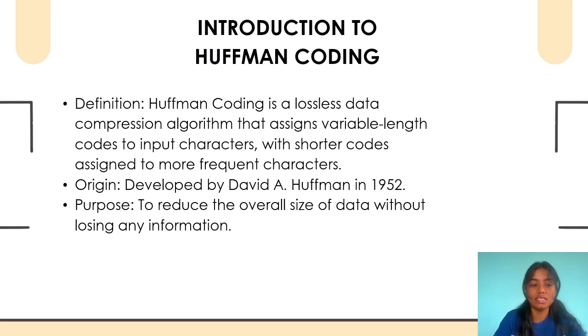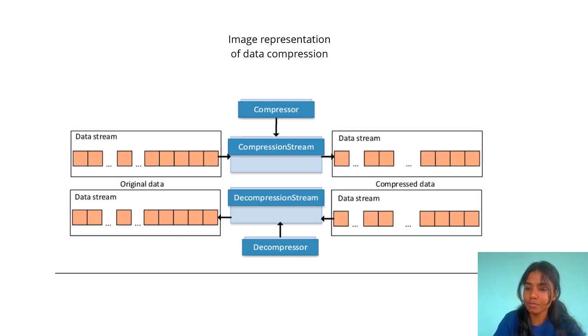Huffman encoding is a technique developed by David A. Huffman. It is a lossless data compression method that assigns variable length binary codes to characters based on their frequencies. More frequent characters get shorter codes, reducing the total size of data. It's the foundation behind many file compression tools.